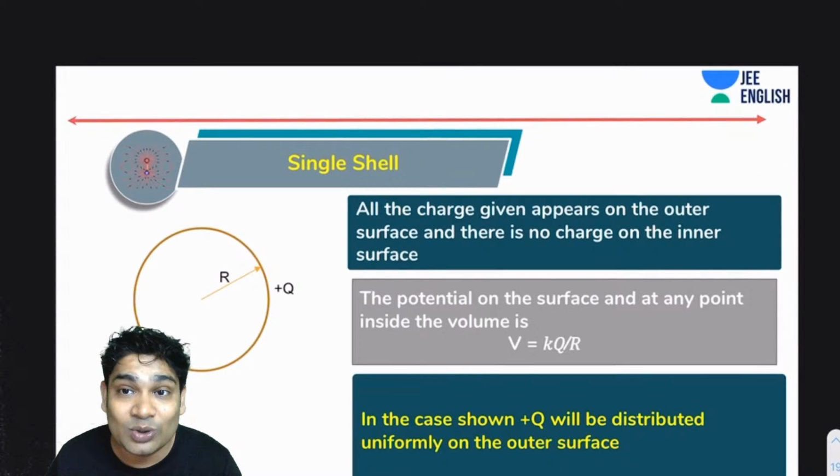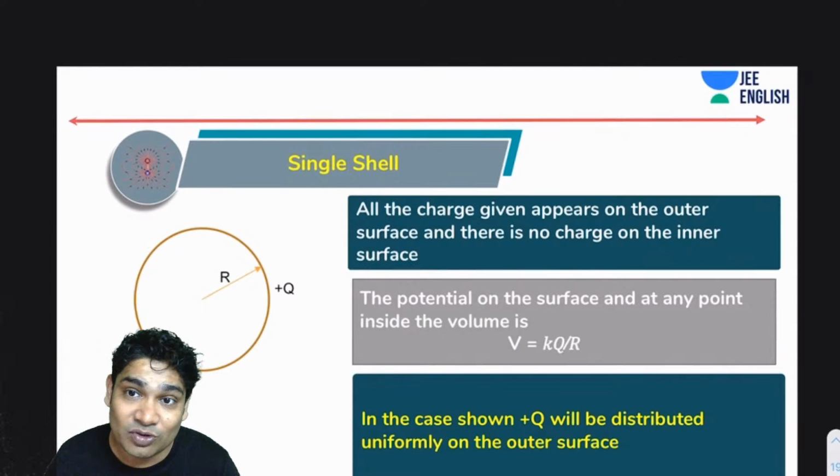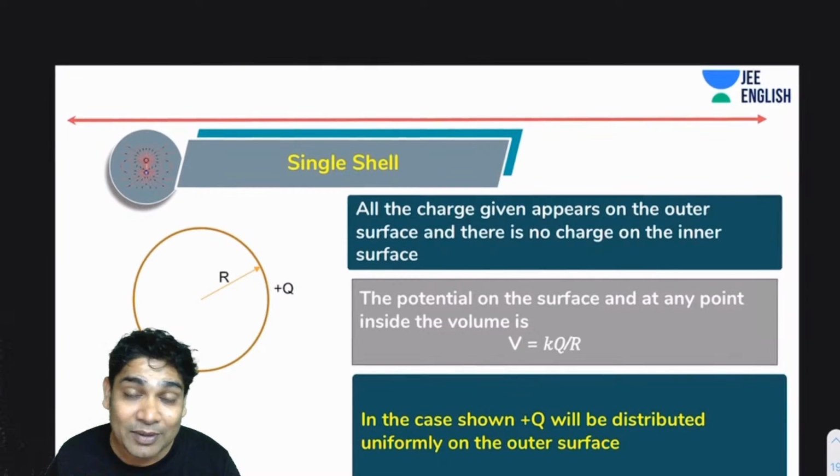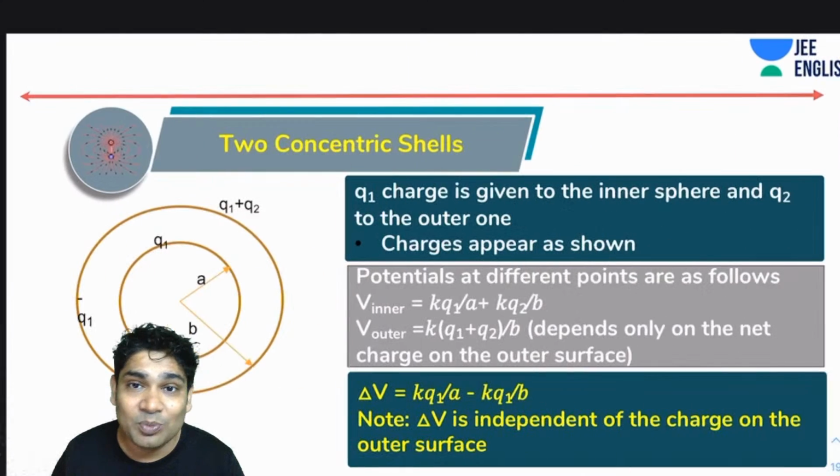In this case, plus q would be distributed uniformly. Why? Because r is the same everywhere, so that is why you will notice that plus q gets distributed uniformly. This should be very simple to follow. Okay, so I'll just move ahead.